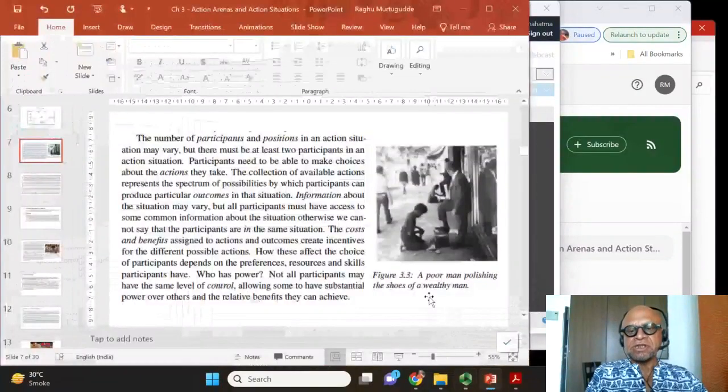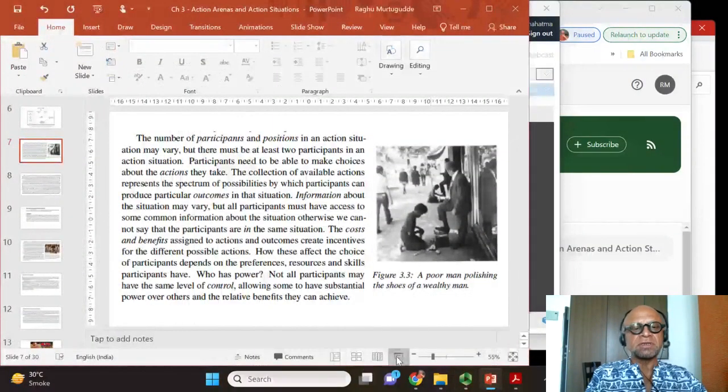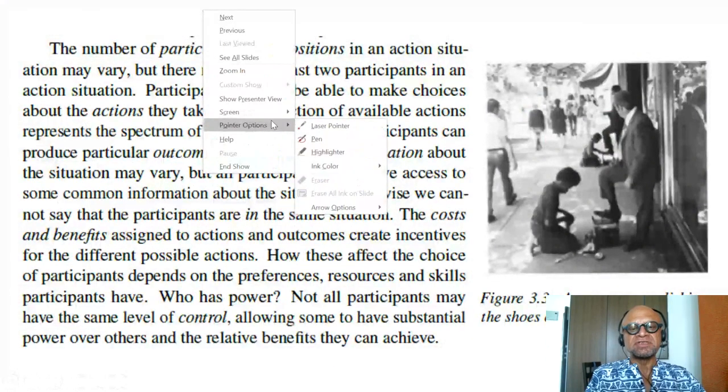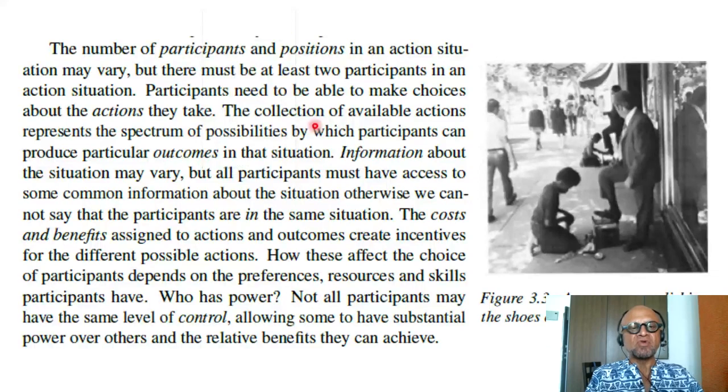So we said action arenas and action situations may involve the same participants but have different positions. So let's look at a bit more detail in terms of the participants and positions in action situations. The number of participants and positions in an action situation may vary, but there must be at least 2 participants in an action situation. This is the minimum.